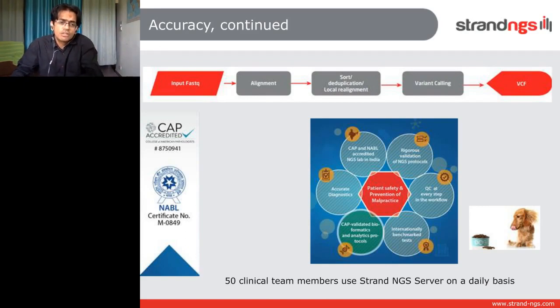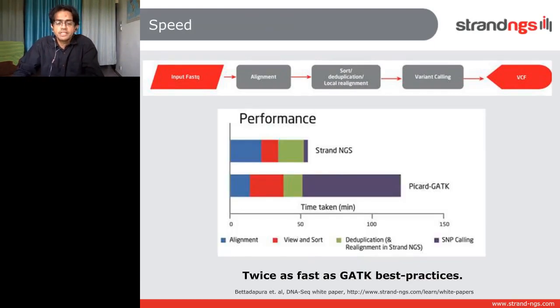And we're also certified by the College of American Pathologists. We're also certified by the National Accreditation Board here in India as well. So these aspects add a huge deal of weight to Strand NGS Server, and especially its accuracy. You also have the speed. It's twice as fast as the GATK best practices workflow, and that should, again, come as some consolation to members of clinical genomics labs, especially their PIs.